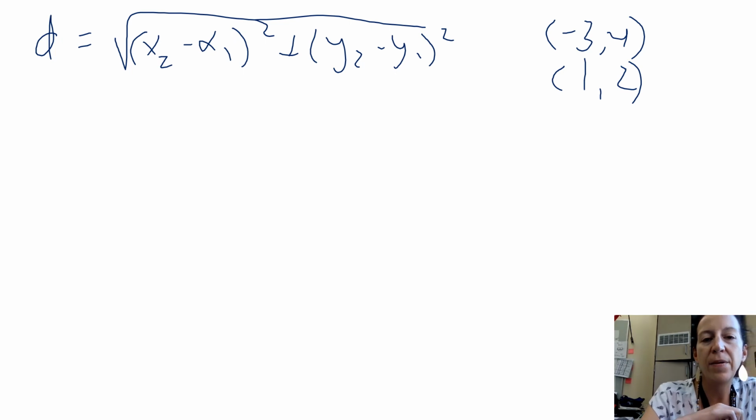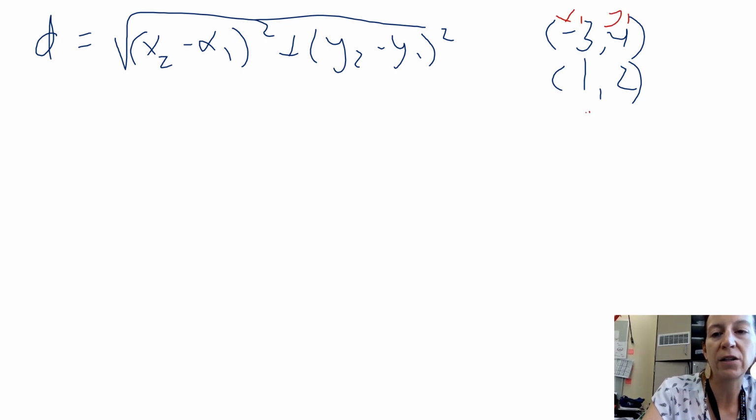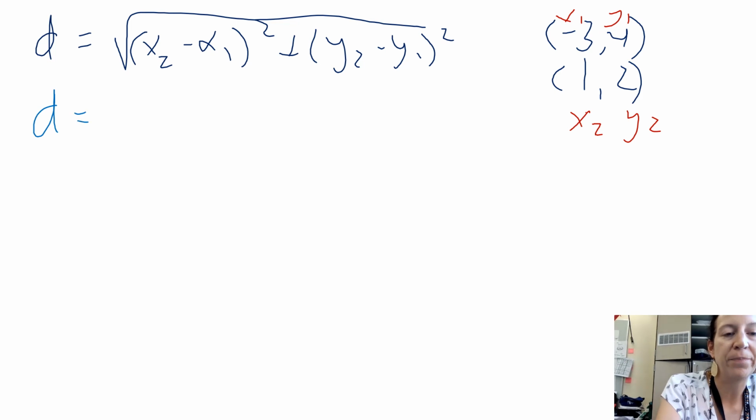Okay. And so what you would do is you would pick a point for point 1 and pick a point for point 2. It really doesn't matter which point is which, as long as you're consistent and you don't change your mind partway through. So if I call this point 1, then that becomes x1, y1, and this is x2, y2, and you just want to be pretty consistent when you go to plug that in.